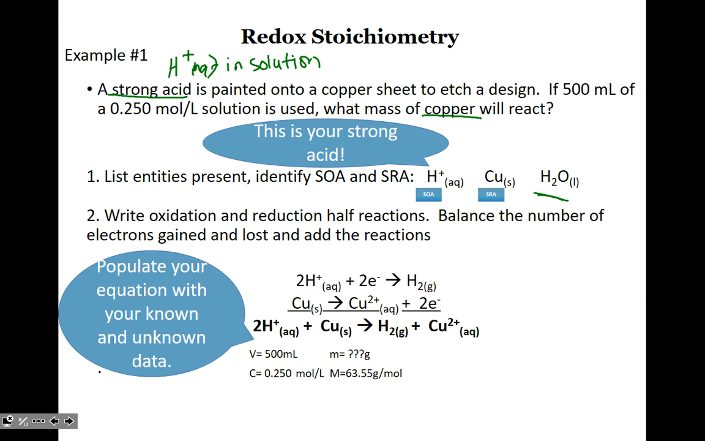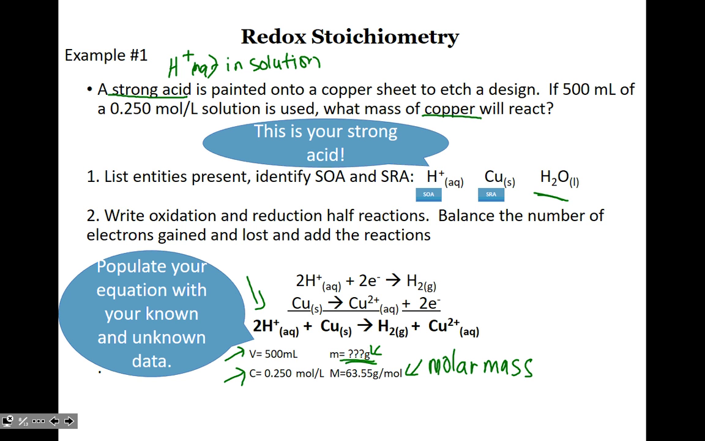And then you're going to write the oxidation and reduction half reactions. You're going to balance the number of electrons gained and lost. And then you're going to add these up. Then what's most important here is you're going to populate. So the volume is 500 milliliters. The concentration of the acid is 0.250 moles per liter. I'm looking for the mass. Anytime you're asked to find the mass, you include the molar mass of that substance. And then it's just much easier to actually do the stoich.